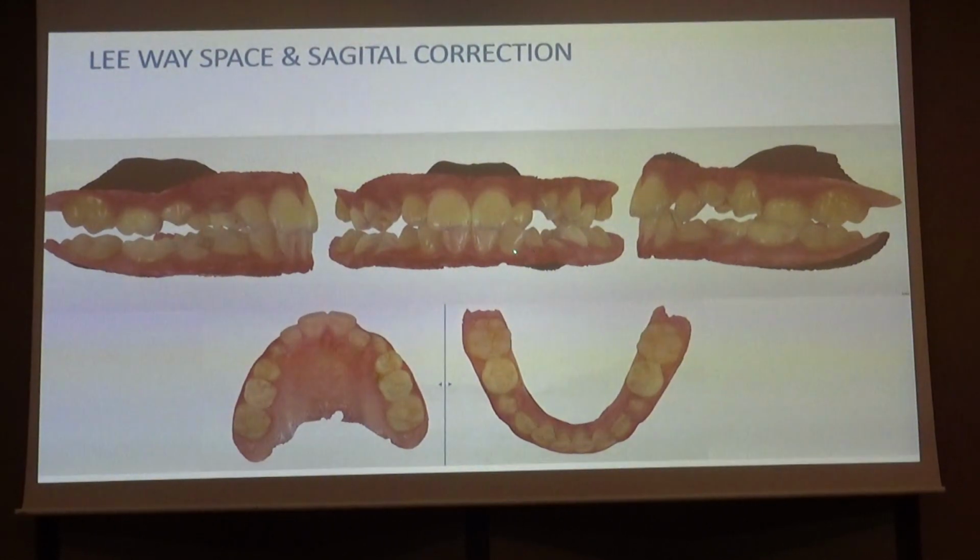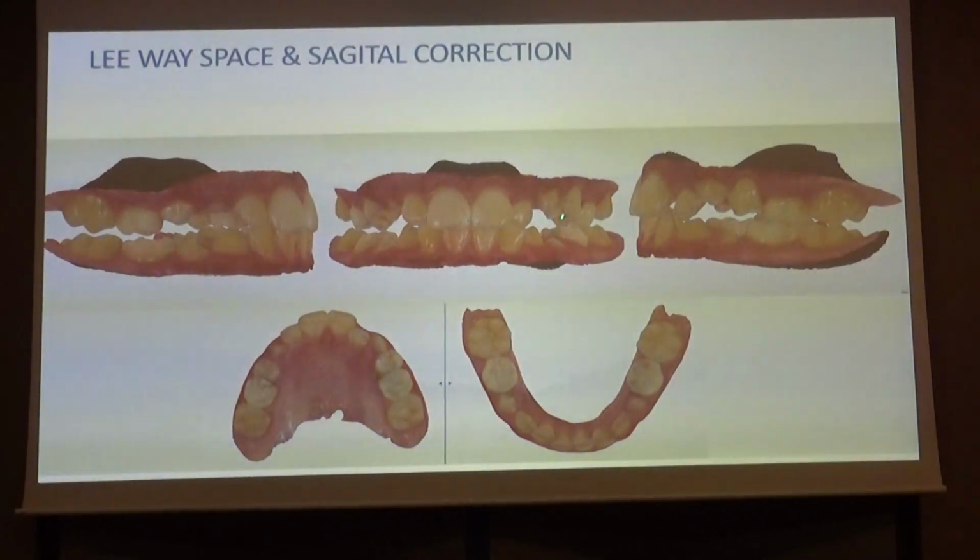For example, this case, these canines are down. That's not a big deal. But mainly I need to correct this crossbite and manage the space for the eruption of the other teeth.